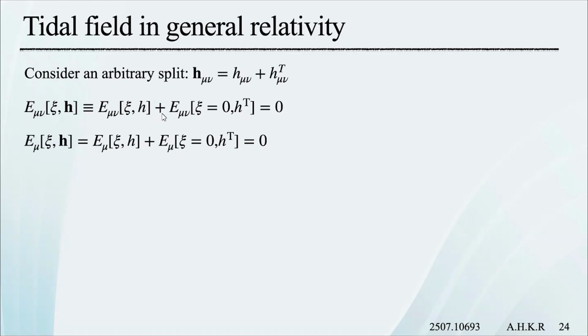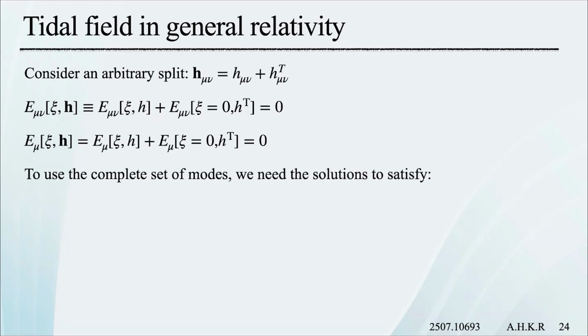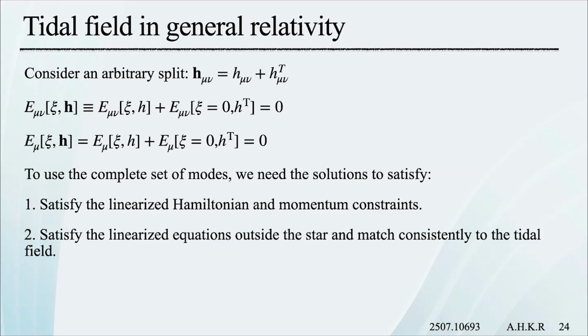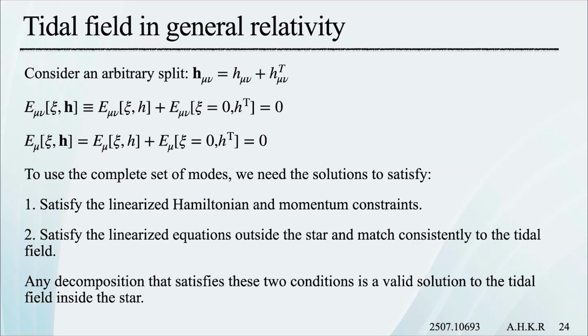In Newtonian gravity, it just happens that there is no coupling between the fluid motion and the tidal field, and the operators inside and outside the star are symmetric. To use the complete set of modes that we presented in the last slide, some constraints have to be satisfied. First, you have to satisfy the linearized Hamiltonian and momentum constraints in the theory. And then you also have to match the right boundary conditions. The self field of the star has to match to the multipolar boundary conditions in the buffer zone, and the tidal field has to satisfy the tidal boundary conditions. Any decomposition that satisfies these two equations works.